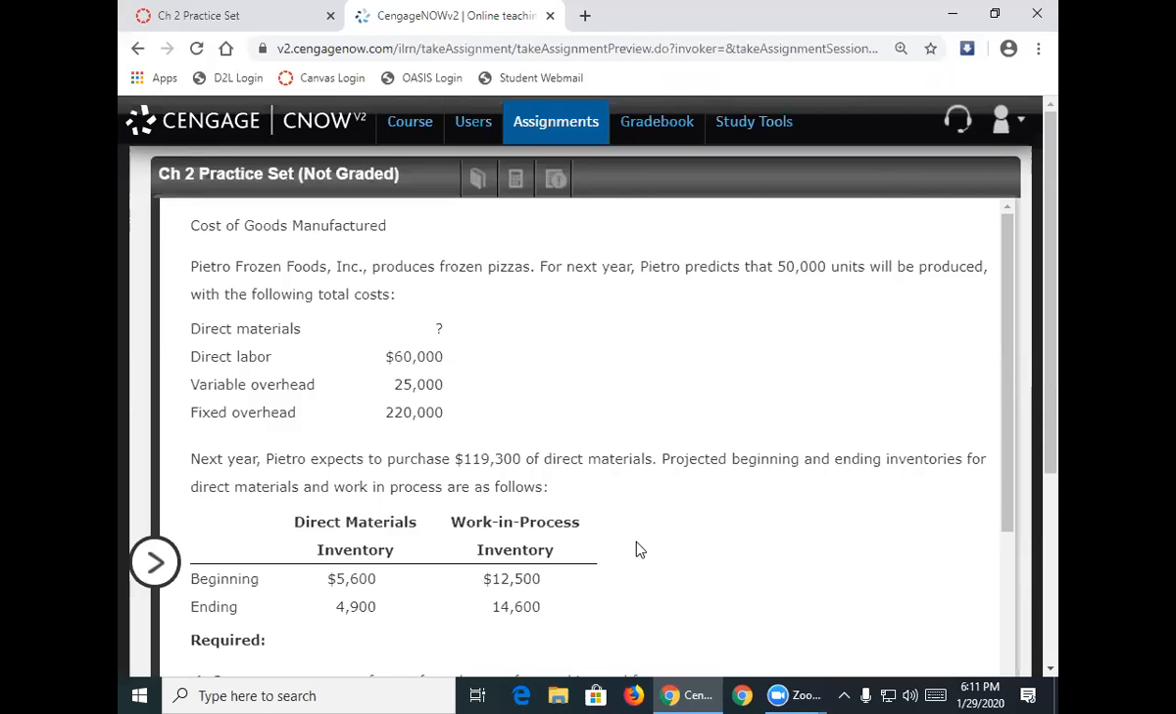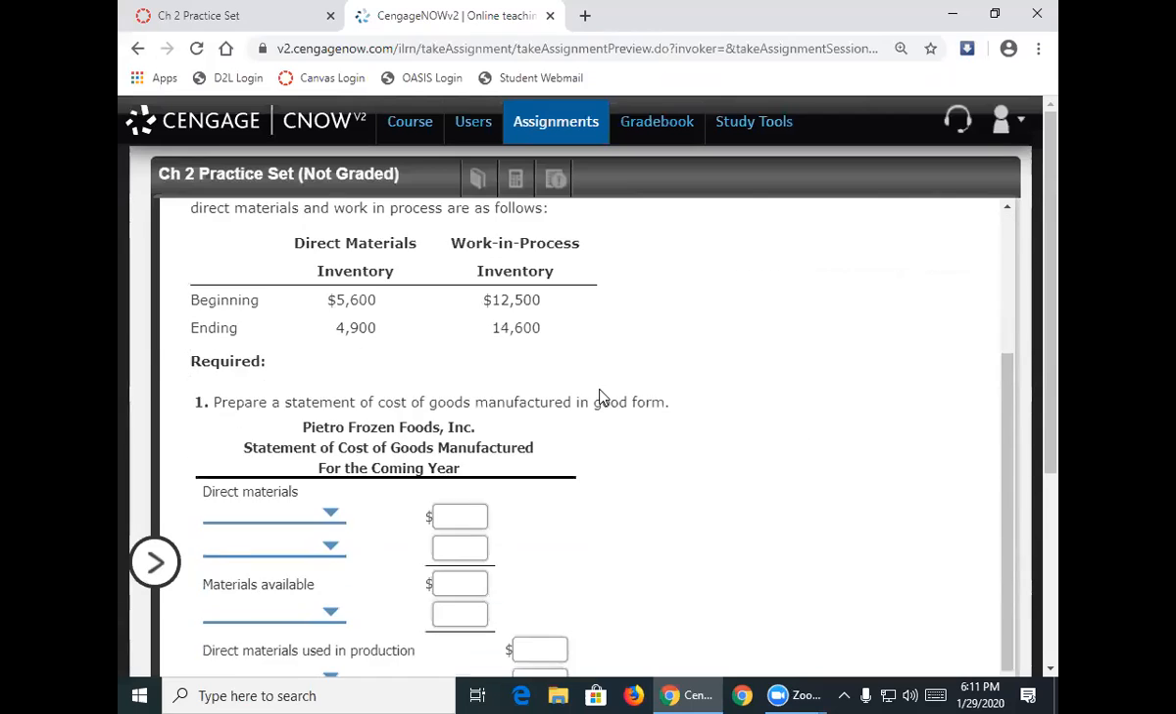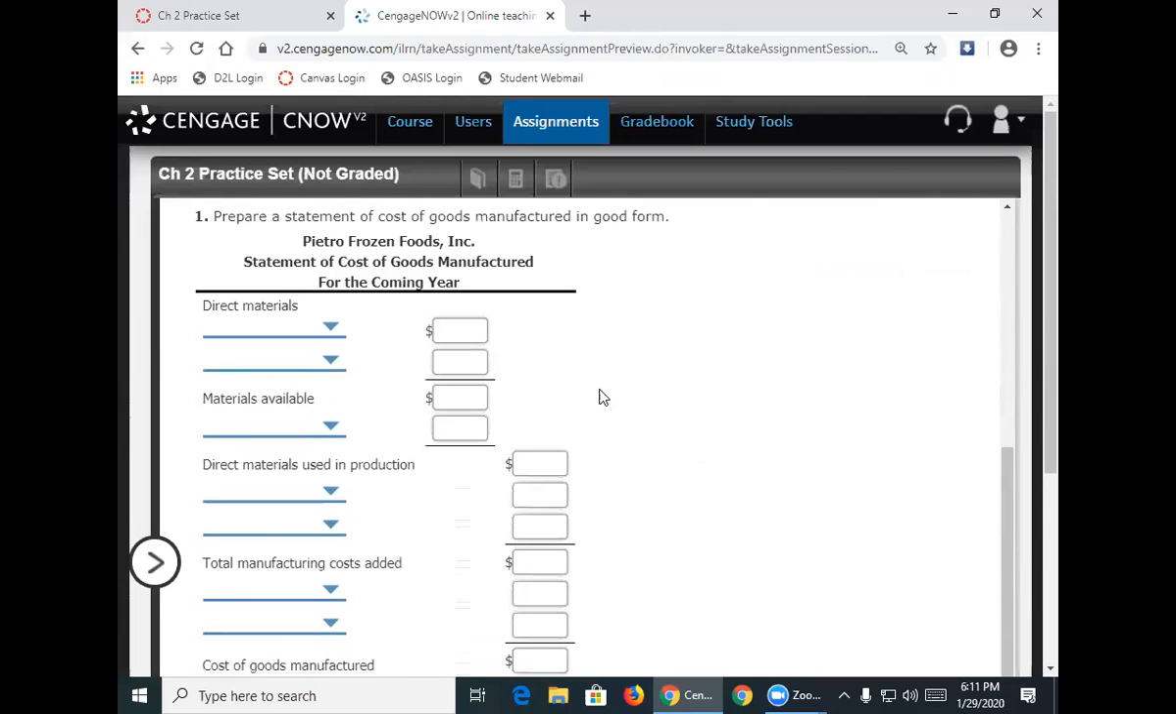Well, I can do that before I put it in statement form, but we'll go through and do it one at a time. So again, our first step is to figure out the materials used in production. So what we need to do is really balance this T account. So what we're trying to solve for is this. What would I do to get this number, the credit to materials?